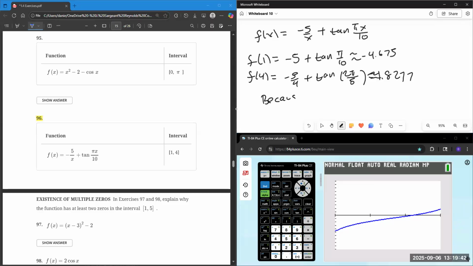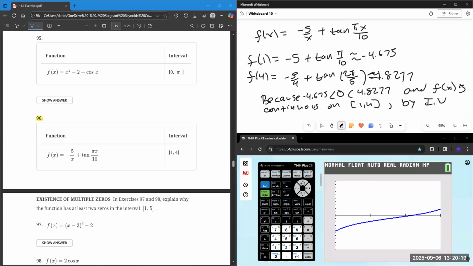And so because 0 is between negative 4.675 and 1.8277, and f of x is continuous on the interval 1 to 4, by the intermediate value theorem, at least 1 zero exists in the interval 1 to 4. Okay.